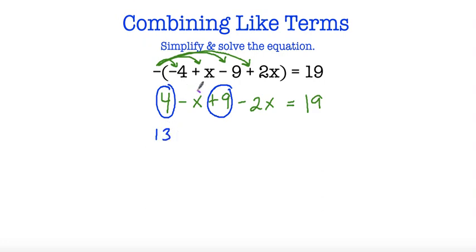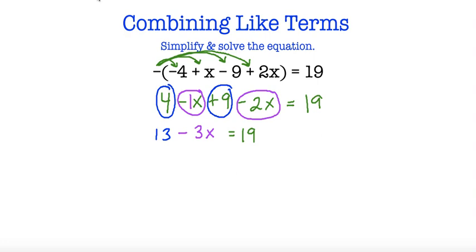And then we have our negative x and our negative 2x. Remember that negative x is the same as negative 1x, so negative 1 and negative 2 together is negative 3x, and that is equal to 19.